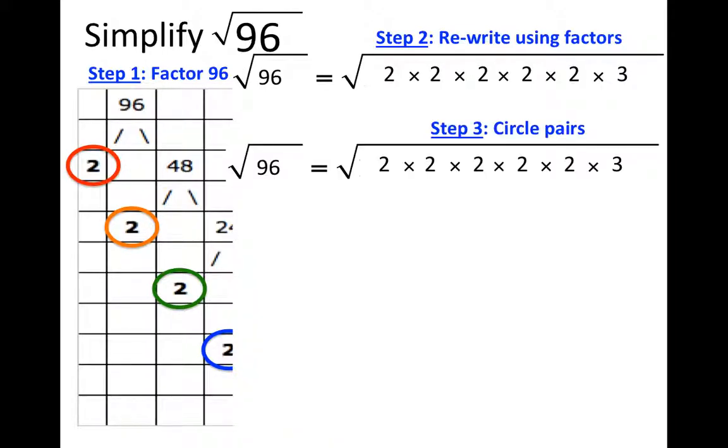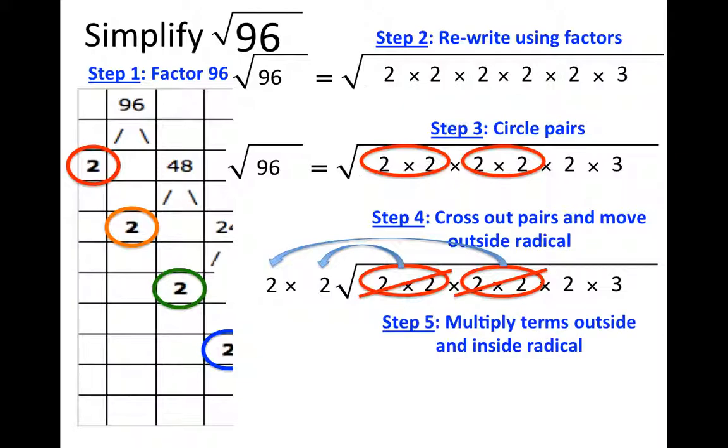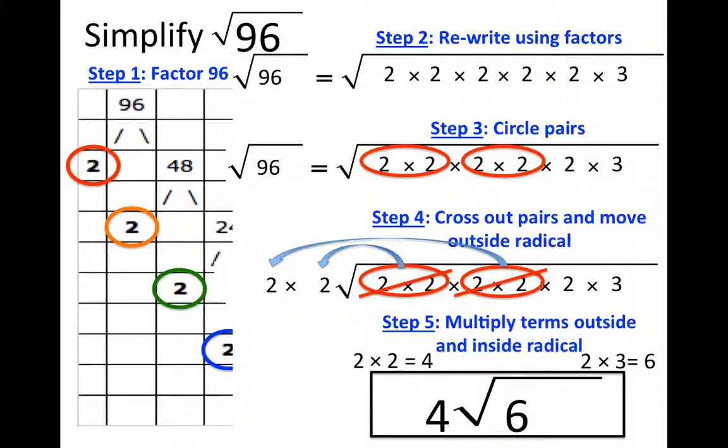Once again, I have to circle the pairs. In this case, I have 2 pairs of factors. So I'm going to cross out a 2 and bring it outside, and pull out another 2 and bring it outside. Now I simply multiply my terms inside and outside my radical. Outside, I have 2 times 2 is 4, and inside I have 2 times 3 is 6. So my final answer is going to be 4 root 6. And so if I simplify root 96, I would simplify it by saying 4 root 6.